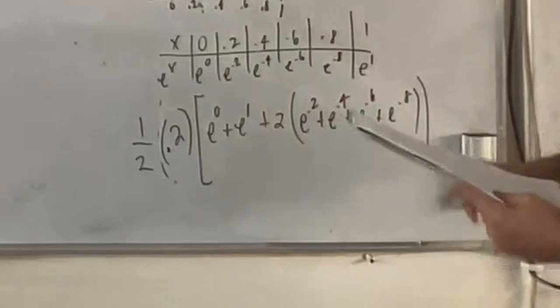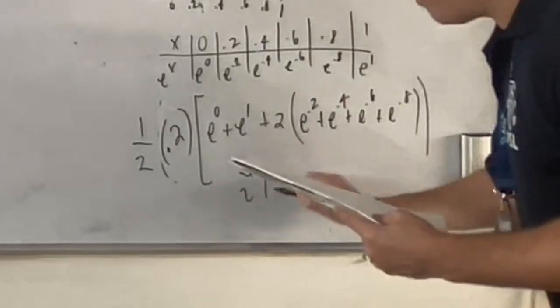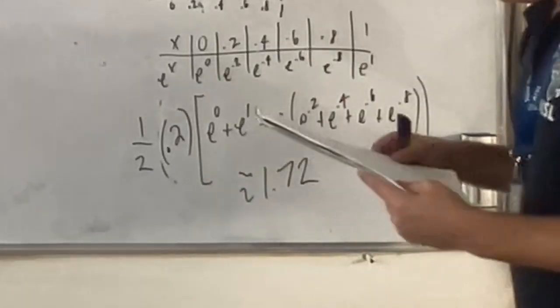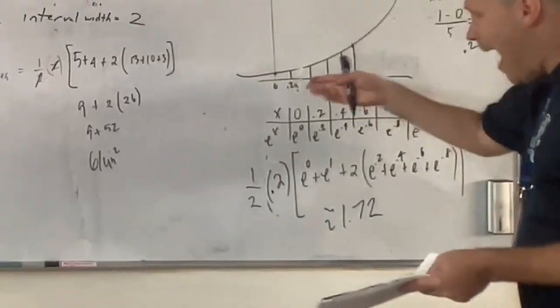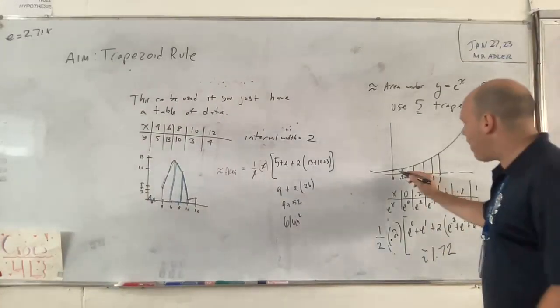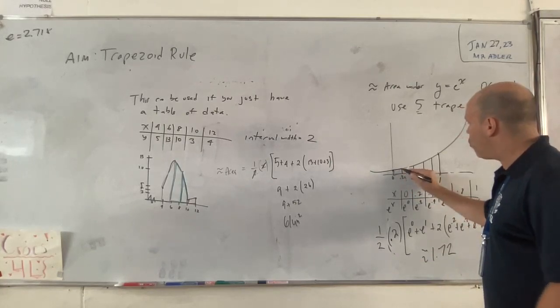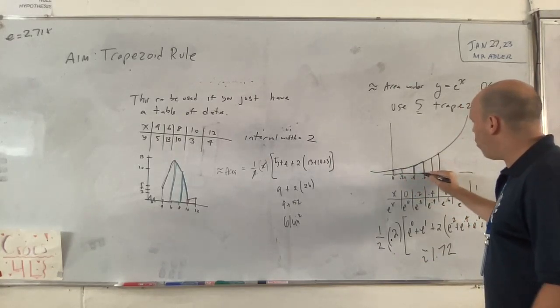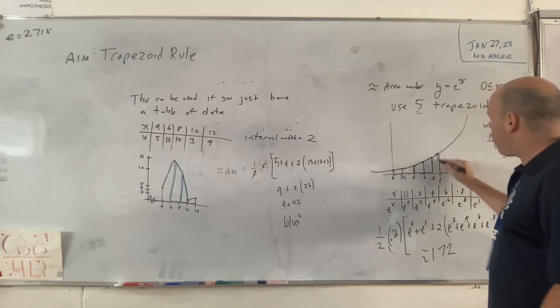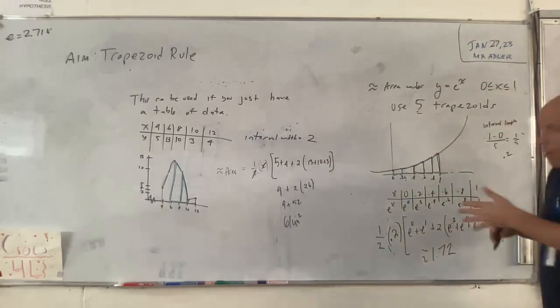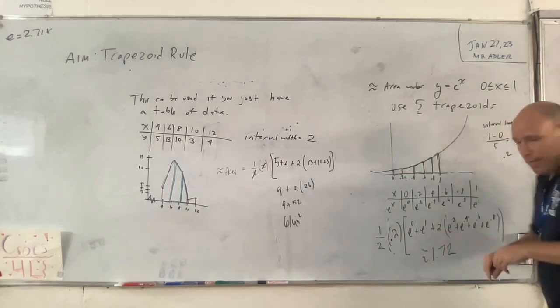You should get approximately 1.72, and that's the area under this curve using the trapezoid rule. Trapezoid, trapezoid, trapezoid, trapezoid, trapezoid. The approximate area is 1.72.